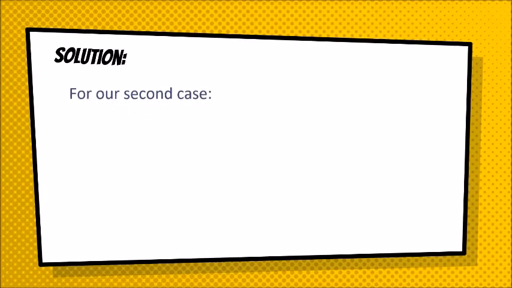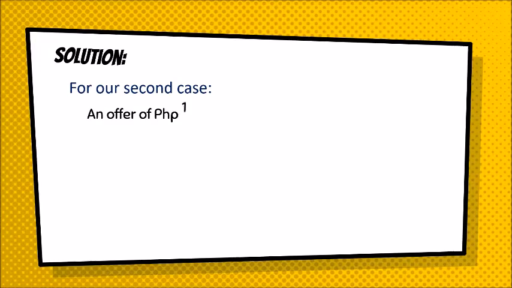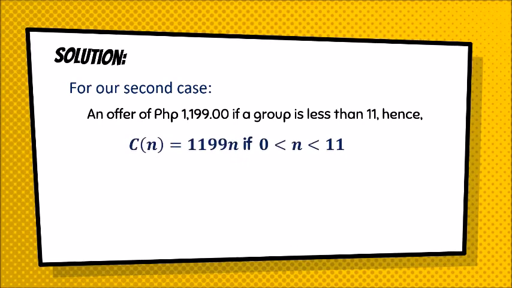For our second case, it says an offer of 1,199 pesos if a group is less than 11. So if the group is less than 11, then each person will pay 1,199 pesos. Hence, we have the function C of n, the cost of the tour, is equal to 1,199n if 0 is less than n, less than 11.